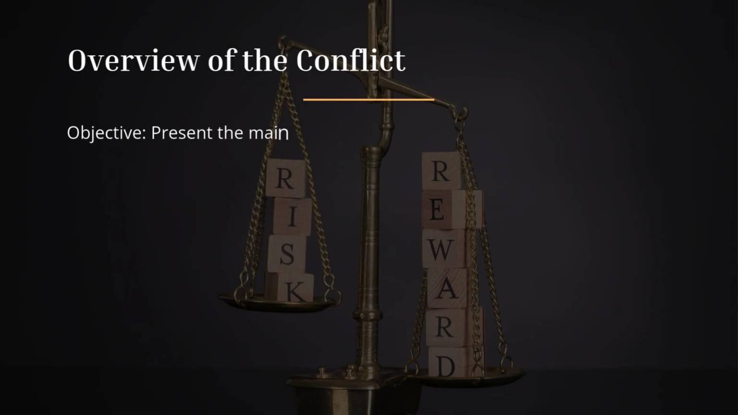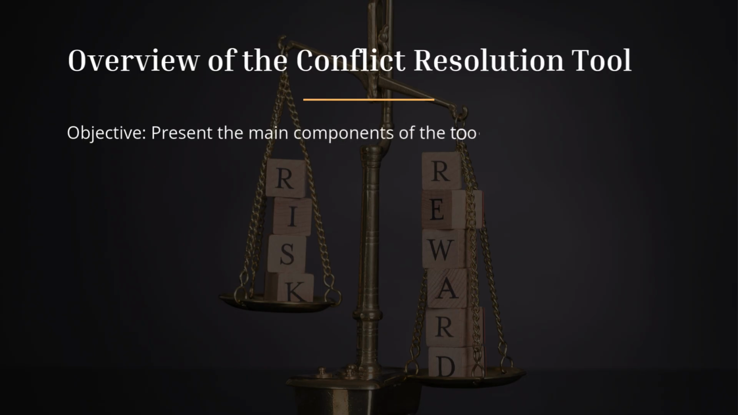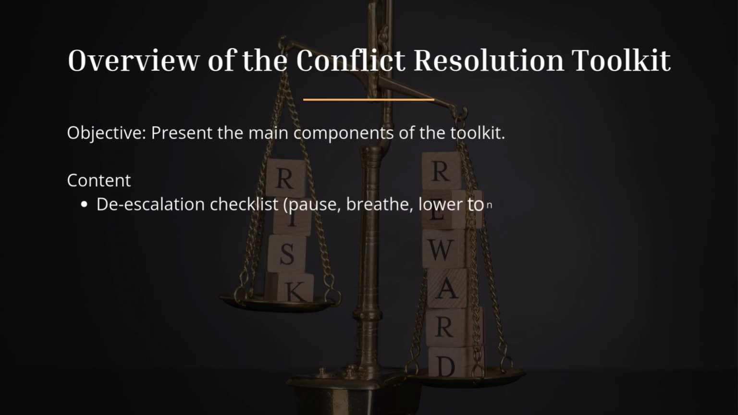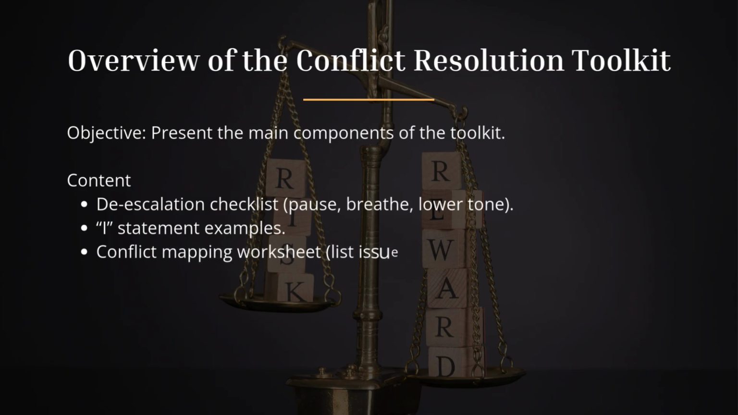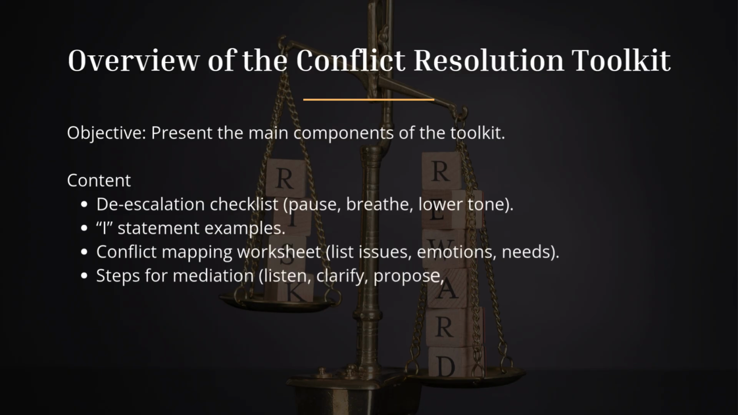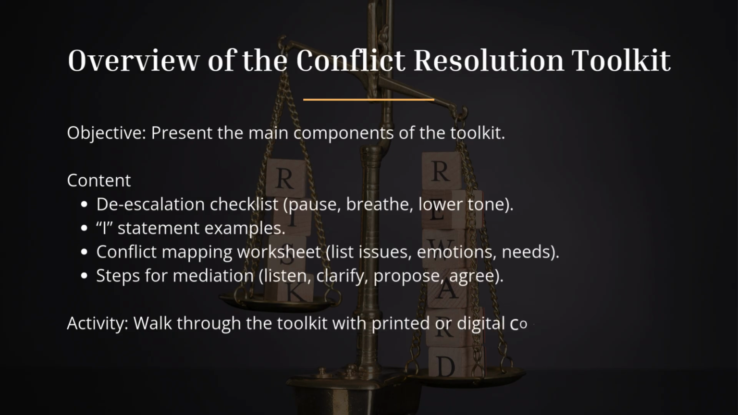Overview of the Conflict Resolution Toolkit. Objective: present the main components of the toolkit. Content: de-escalation checklist: pause, breathe, lower tone. I statement examples. Conflict mapping worksheet: list issues, emotions, needs. Steps for mediation: listen, clarify, propose, agree. Activity: walk through the toolkit with printed or digital copies, highlighting each section.